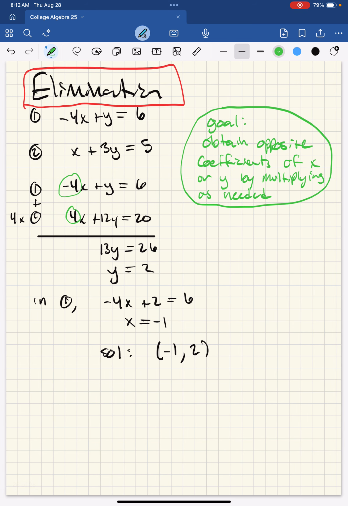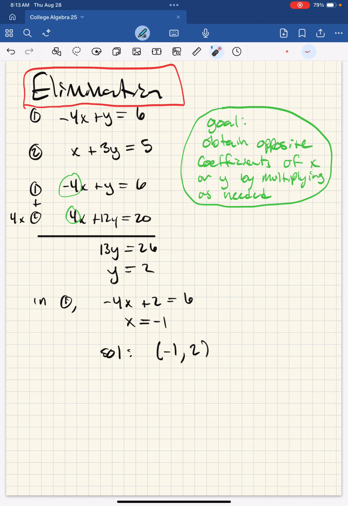So the next method is called elimination, and the goal is to obtain opposite coefficients of x or y by multiplying as needed. So our system here is equation 1 is negative 4x plus y equals 6. Equation 2 is x plus 3y equals 5. So we want to obtain opposite coefficients of x or y. Again, there's 4 ways to begin this problem. Just pick whichever appears to be easiest to you.